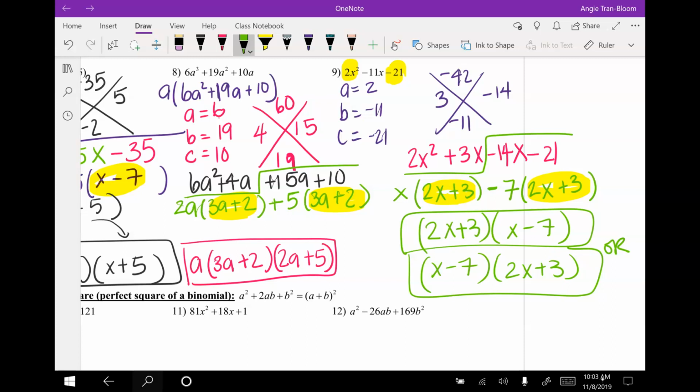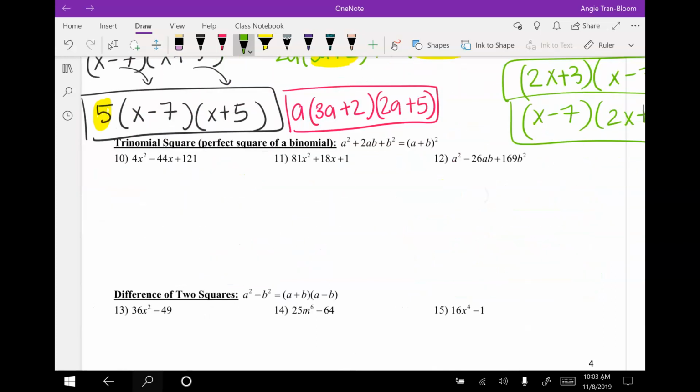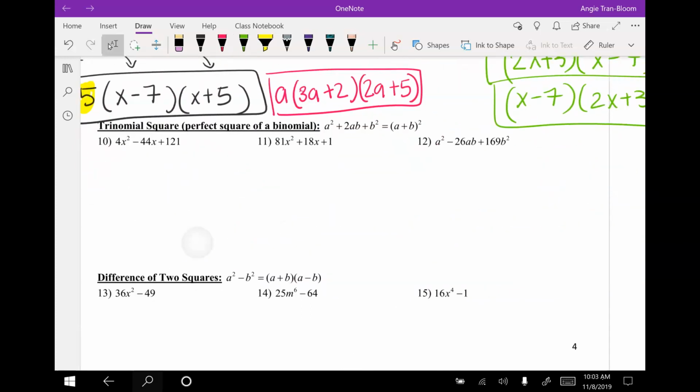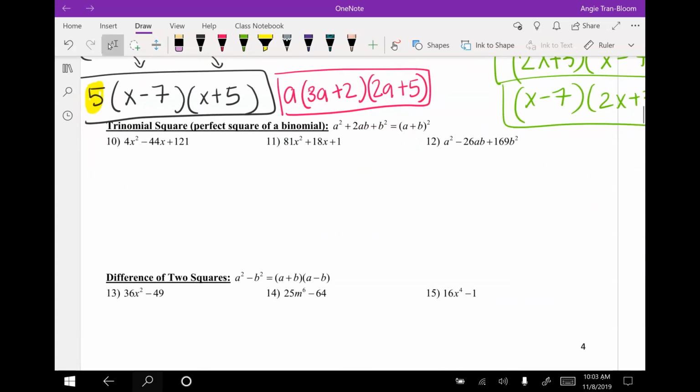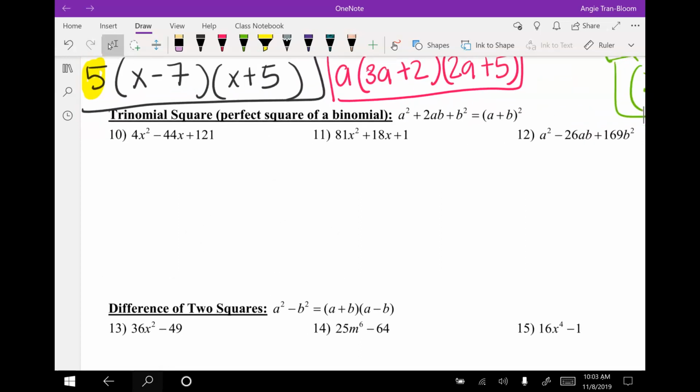All right, last 3. Ready? Guess what? It's your trinomials. What do we always check? What's the GCF for number 10, if we have any? Anything besides the 1? Does 121 divide by 4 evenly? No. So there isn't any GCF but a 1. What's A?